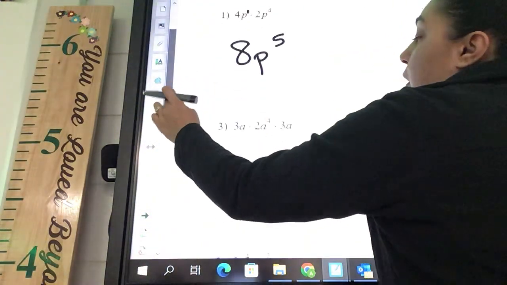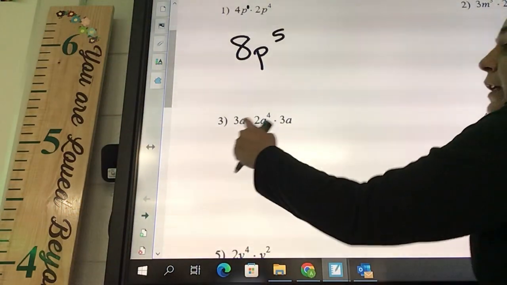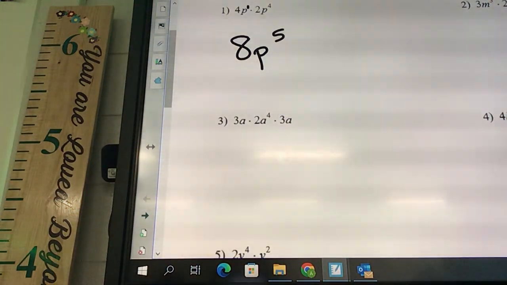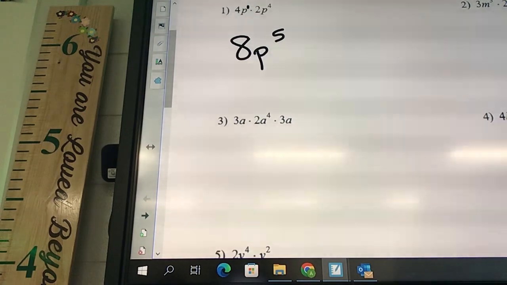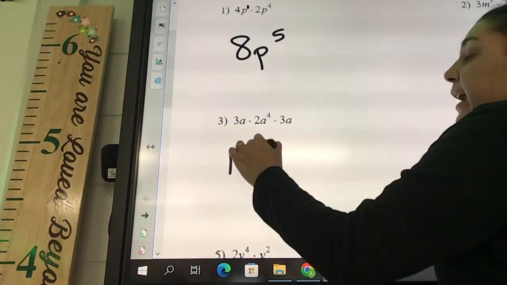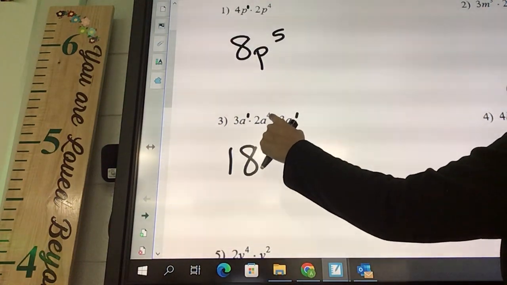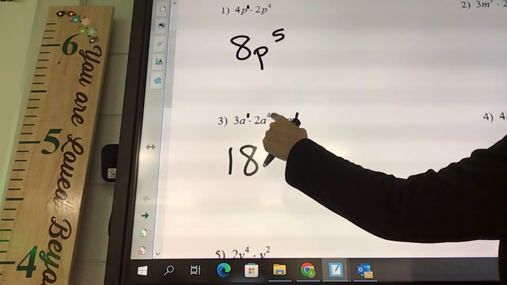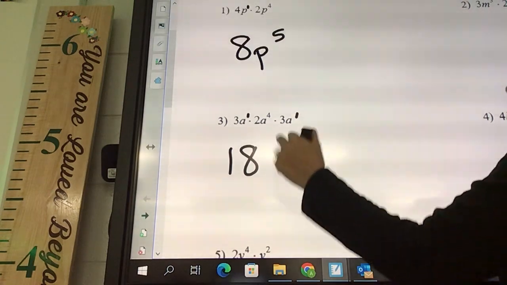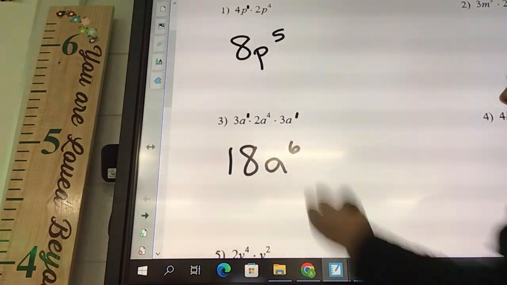So if we look at number 3, we got 3 times 2 times 3. And you use your calculator when you're doing these. What is 3 times 2? 6. 6 times 3, 18 for the big. And we're going to add up the littles. So 1 and 1 right there. So 1 plus 4 is 5, plus 1, 6. So you're going to have a to the 6th.